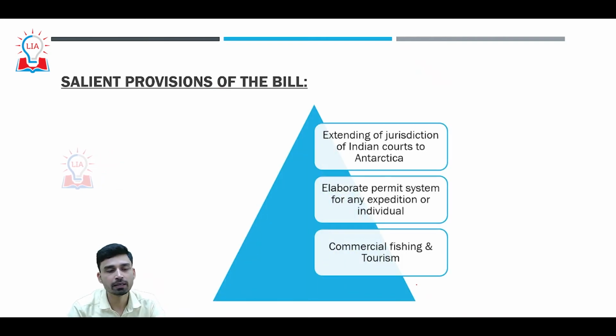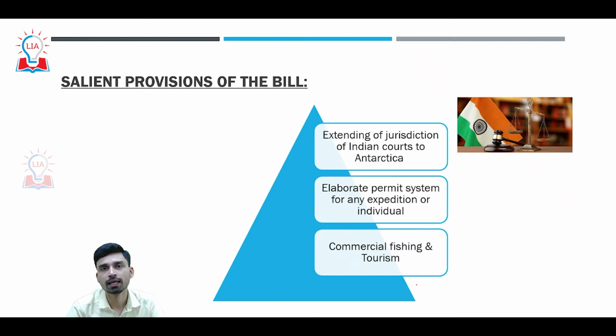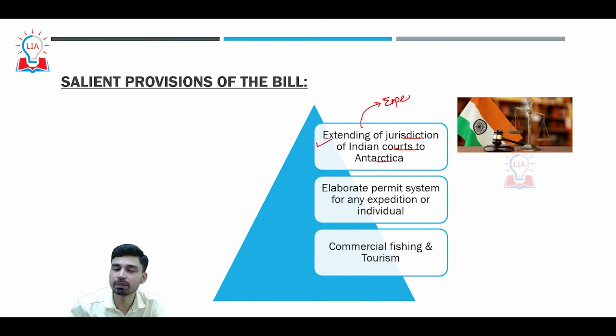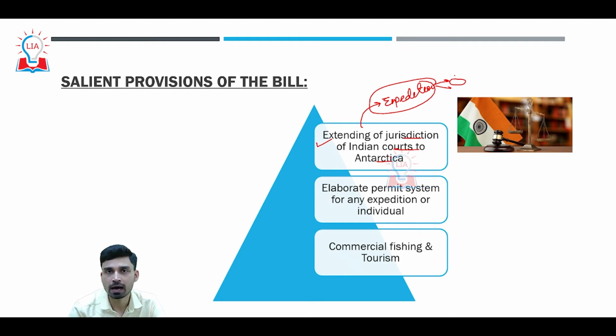Now coming back to our main topic, the salient provisions of the bill. The most significant provision of the Antarctic bill is that it extends the jurisdiction of Indian courts to Antarctica. What does it mean? It means that suppose India has sent an expedition to Antarctica. In that case, this expedition will be made up of several members, and if any of these members, whether Indian citizens or non-Indian citizens, are involved in any activities that are criminal in nature or a criminal offense, either toward fellow human beings or toward the flora and fauna of Antarctica, in that case the Indian court will have the right to punish and penalize the concerned party or the accused party.